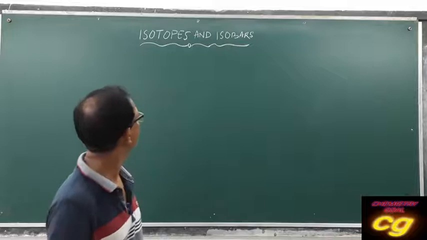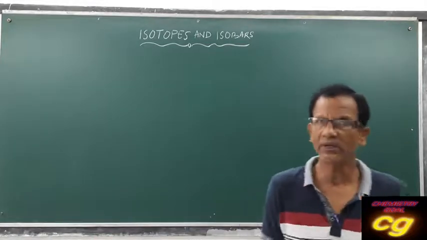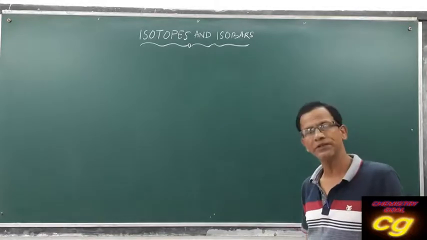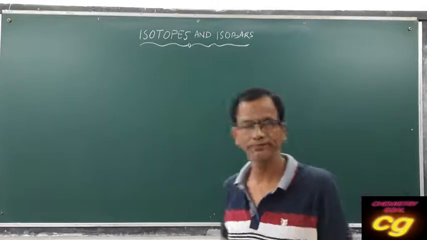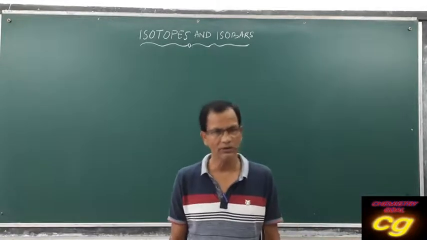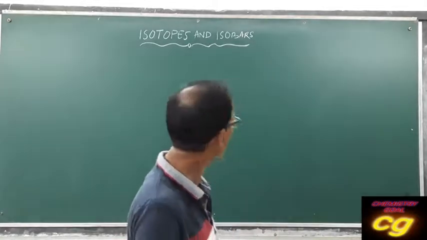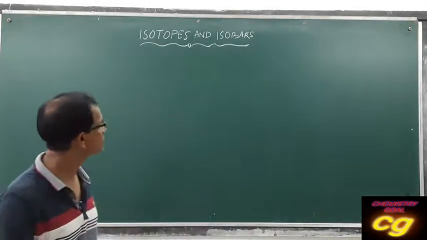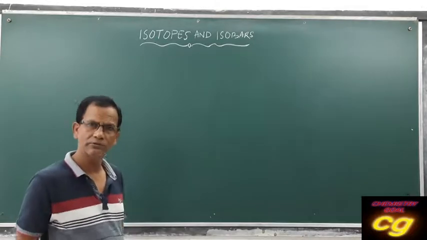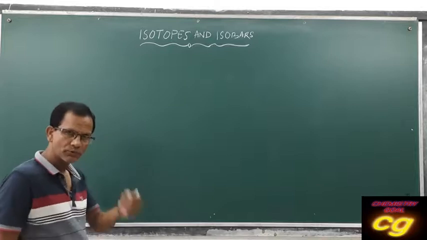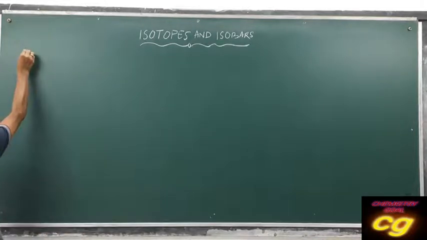So today we will discuss the important topic, that is isotopes and isobars. This is also a very important concept in atomic structure. And before that, let us discuss some terminology, that is, what is atomic number.